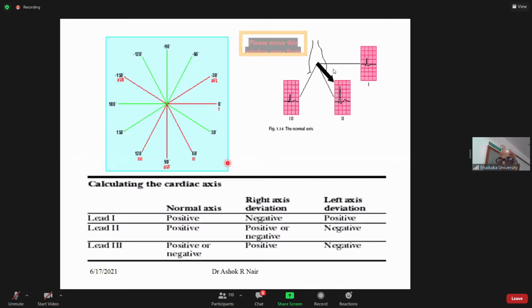If lead 1 QRS complexes are in the positive direction, the axis is normal axis, minus 30 to plus 110 degrees, or plus 100 degrees. Some books write it as plus 100 degrees.